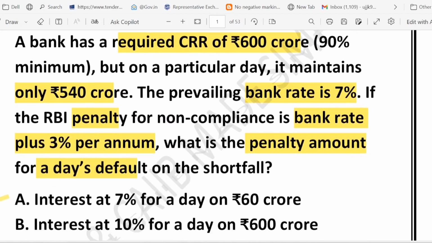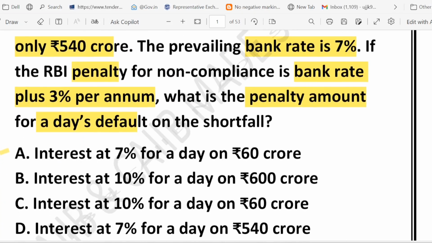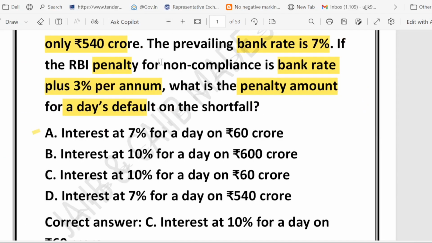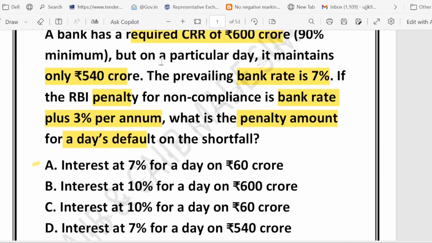Let me show you the options. Option A says interest at 7% for a day on 60 crore. Option B says interest at 10% for a day on 600 crore. Option C says interest at 10% for a day on 60 crore. And option D says interest at 7% for a day on 550 crore. So let me show you the entire question in a single slide. So this is the question.